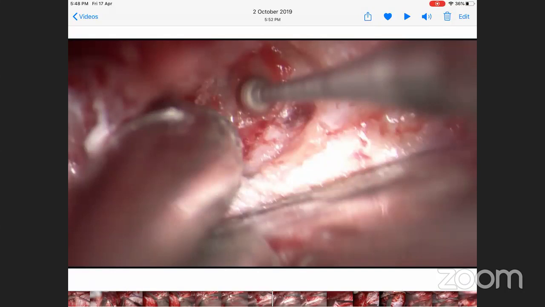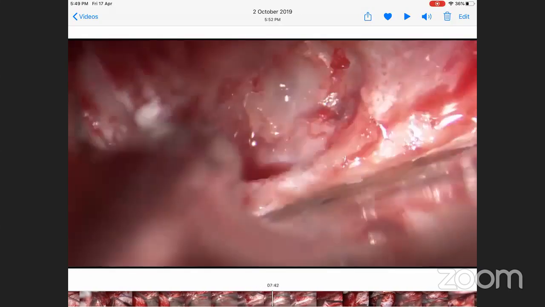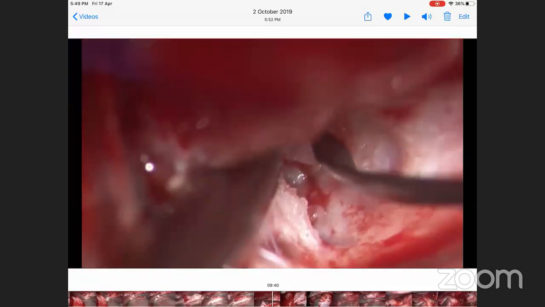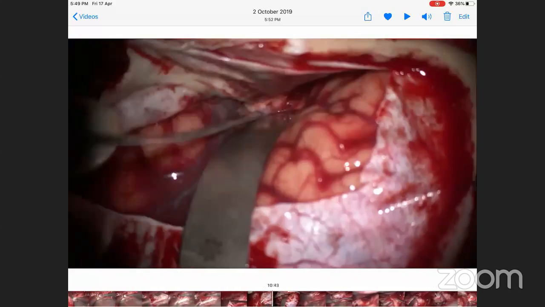So yes, your question is right. Using it without irrigation is not at all safe here, especially near the optic nerve and over an aneurysm. It is completely unsafe. But here the magnification is so high and the force on the drill is almost nil. That is what you have to understand. Okay. Right. Thank you.